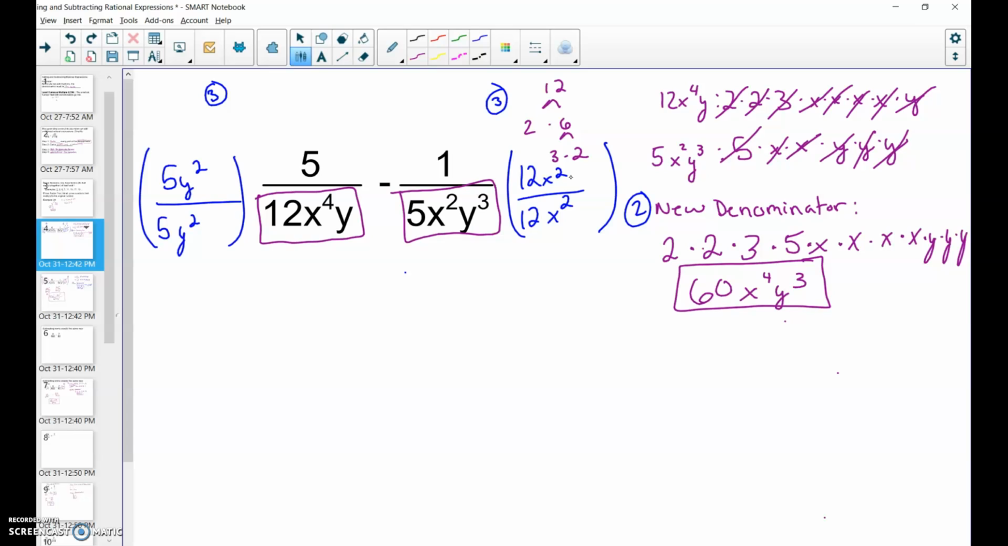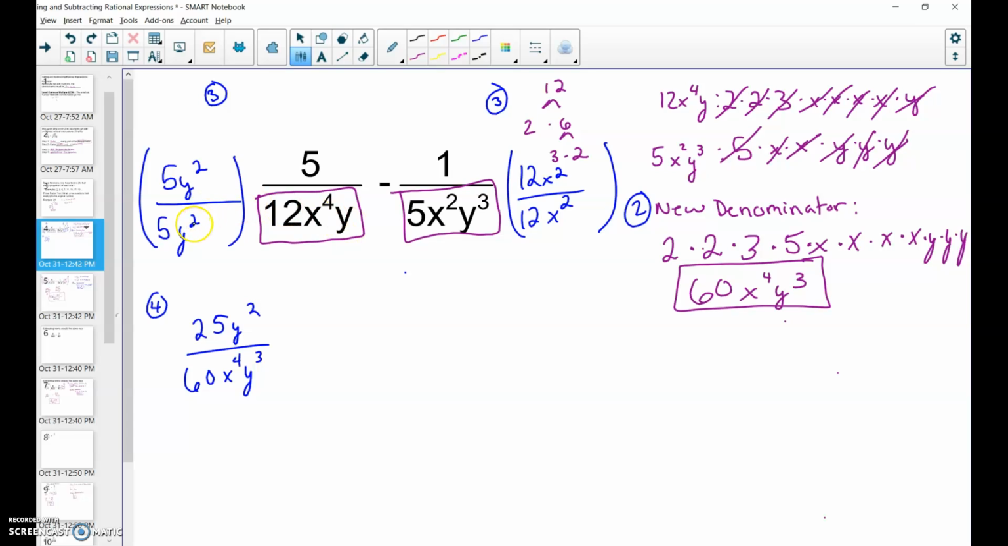So it's 12x squared. All right, so step number 4, then we're going to multiply those together. Multiply across your numerator and denominator. I have 25y squared over 60 x to the 4th y cubed. When you're multiplying exponents together, you add them.